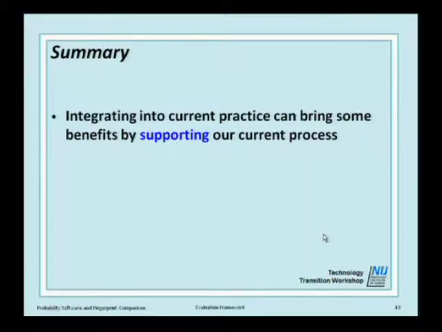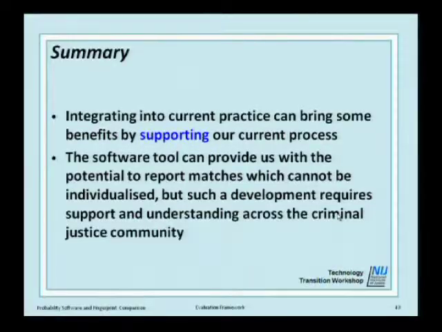So that's a benefit, because some of us more and others are getting challenges around the NAS and validity of science, and we can only expect those to continue for a time. They're not going to go away tomorrow. Okay. It can provide us with potential report matches which cannot be individualized. There's a potential there, but we need to consider that development very carefully: what it brings for us, what the impact is going to be, and how we actually do that if we think it's worthwhile.